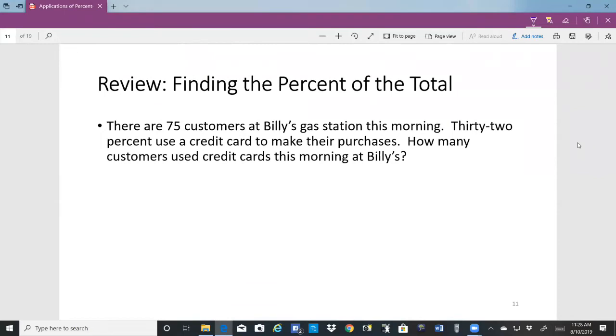So, finding percent of the total. Billy has 75 customers at his gas station this morning. 32% use a credit card to make their purchases. How many customers use credit cards this morning at Billy's? Well, it's going to be 32%, which is 0.32 times 75 equals 24.